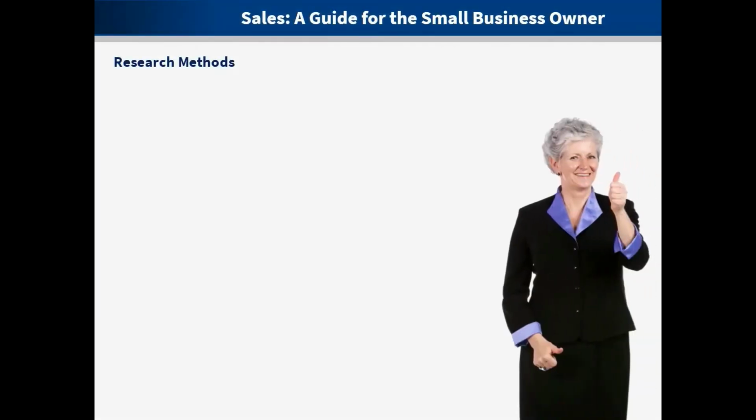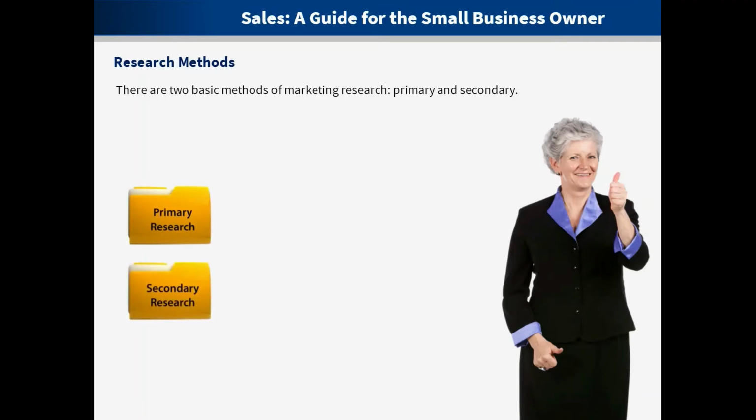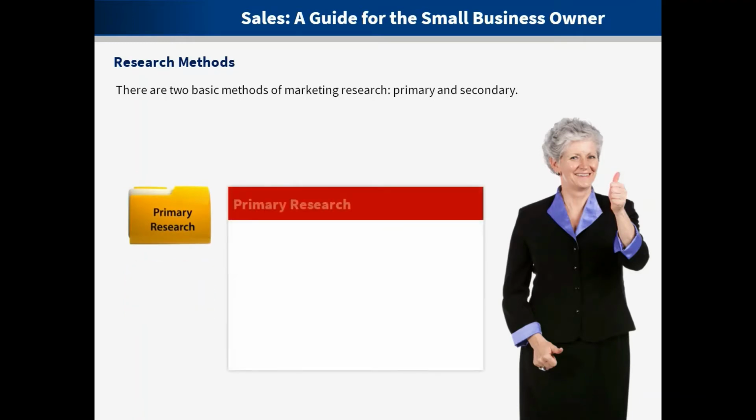What next? After you've identified the 4 Ps, you will need to find out what your customer wants or expects from you. By listening to their needs, you will be in a better position to sell. There are 2 basic methods of marketing research: primary and secondary. Primary research is gathering information directly from potential customers using surveys, focus groups, or other methods.